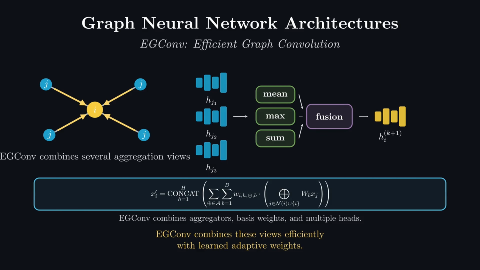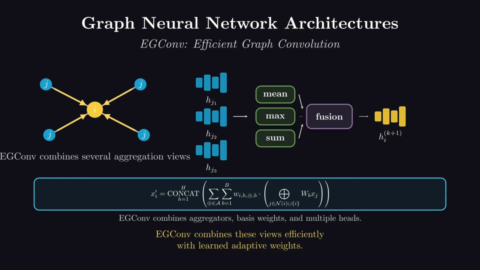The formula describes this more generally. X prime I is the updated feature of node I. Concat over H from 1 to H means that EGConv can use multiple heads and then concatenate the results. The set A contains the aggregation functions, for example, mean, max, and sum. The index B runs over basis weight matrices. Instead of learning a completely separate weight matrix for every case, EGConv uses basis transformations, W sub B.